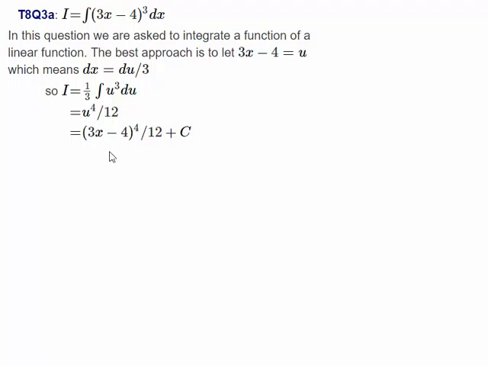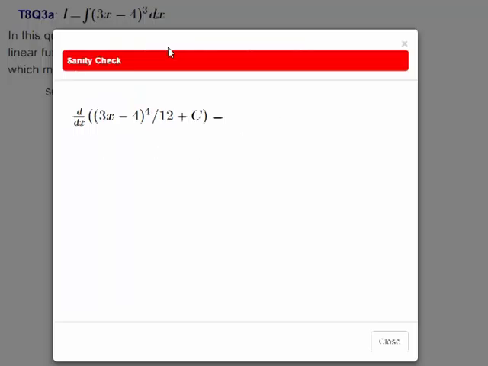So every time you do an integration of this kind, always differentiate it to make sure you get back to the question. So we're going to differentiate (3x − 4)⁴ over 12 plus a constant. To differentiate, we multiply by the exponent and then we reduce the exponent by 1. So we get (3x − 4)³.